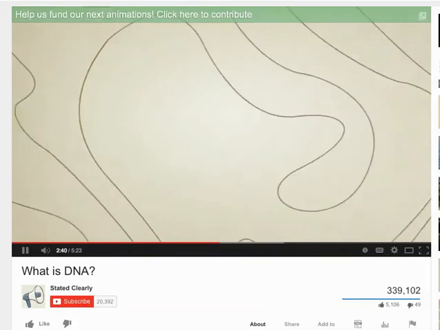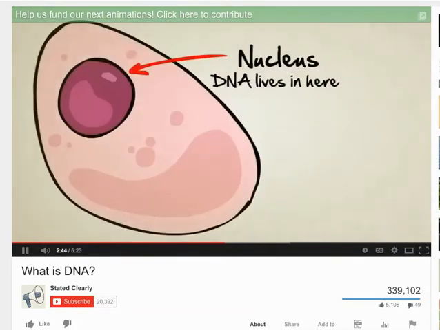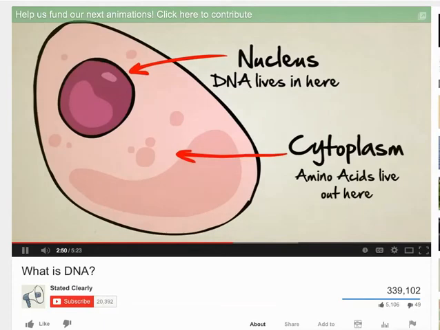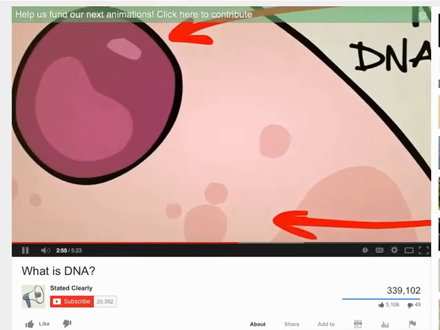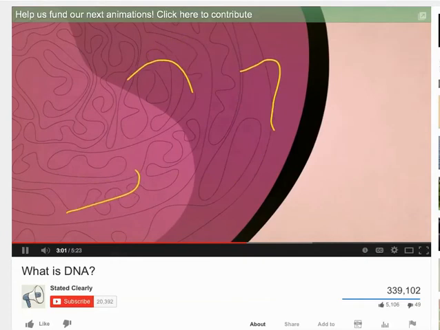It spends most of its life coiled up like a noodle, living inside the nucleus or the centerpiece of a cell. Amino acids, however, live outside the nucleus in what's called the cytoplasm. To help DNA interact with the cytoplasm and convert those amino acids into proteins, special chemicals inside the nucleus make partial copies of the DNA code.